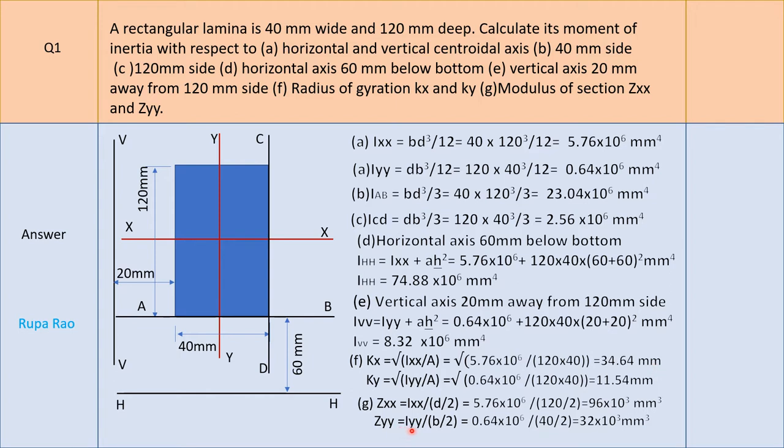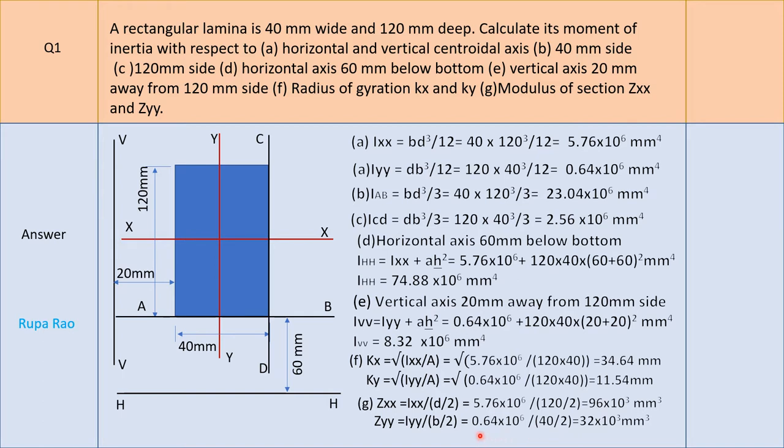Then Zyy will be Iyy divided by, now this is the moment of inertia of the y-axis, and the extreme fiber is here, and from this to this the distance is 40 divided by 2. This full distance is 40, this is at center, so this distance is 40 by 2. So Iyy divided by b by 2. Substitute the value of Iyy from here, 0.64 into 10 raised to 6 divided by 40 by 2 in bracket, or you can directly write it as 20 also.